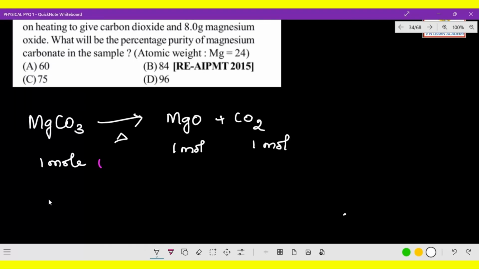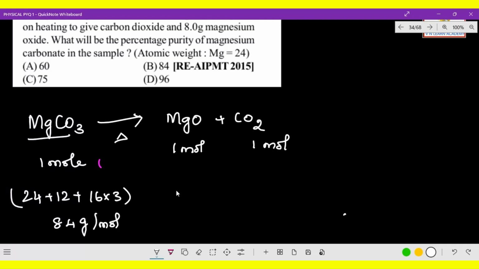Okay, now they have given the atomic weights also. Let us check the molecular mass of magnesium carbonate. That is actually 24 plus 12 plus 16 into 3. So altogether, how much? 84 gram per mole is the molecular mass of magnesium carbonate. And here, how much is it? 24 plus 16, that is 40 gram per mole. Now, 1 mole of magnesium carbonate can produce 1 mole of magnesium oxide. So 84 gram per mole can produce 40 gram per mole of magnesium oxide.